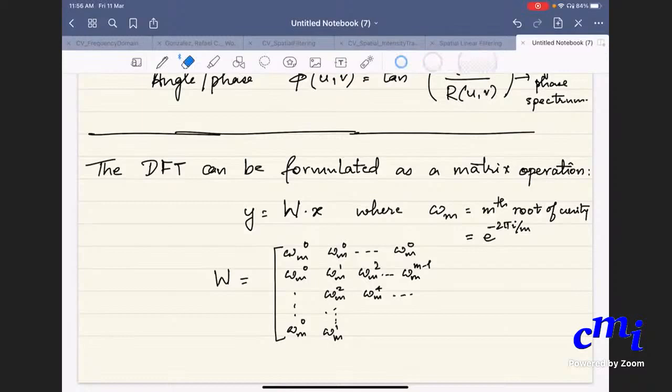Here's the thing, I should have had capital M here, because this is going to go on to capital M minus 1, where capital M is the number of samples, which in the earlier example was 4. So this is W, and the discrete Fourier transform can therefore be formulated as this matrix operation. If this W is applied to your variable X, then you will get the output Y.